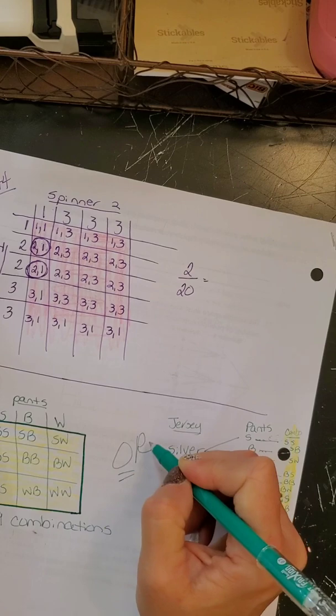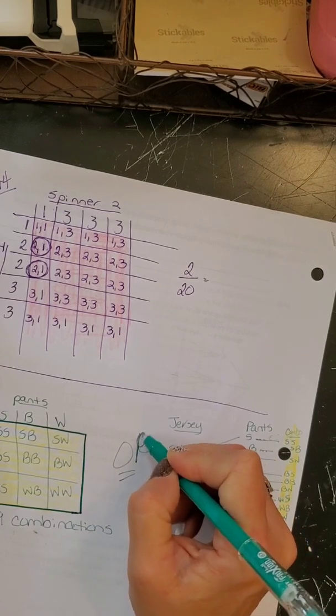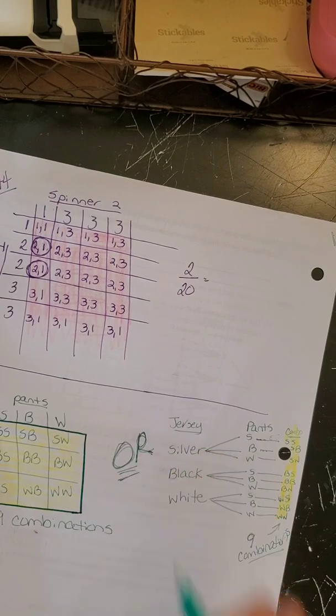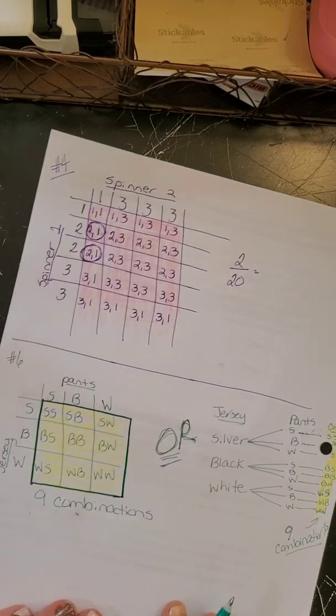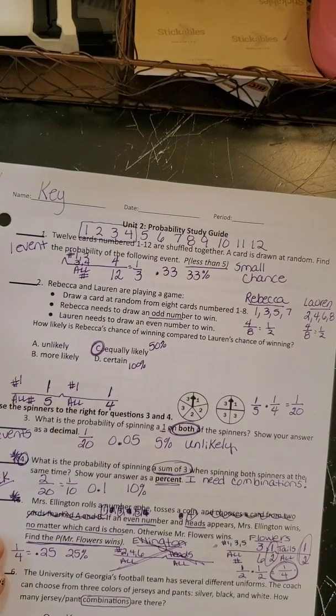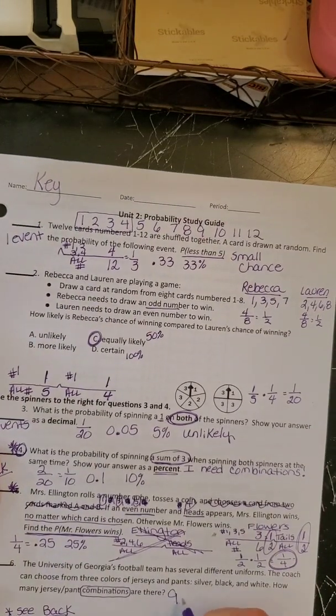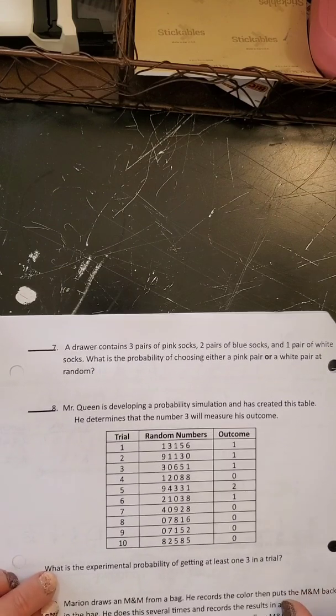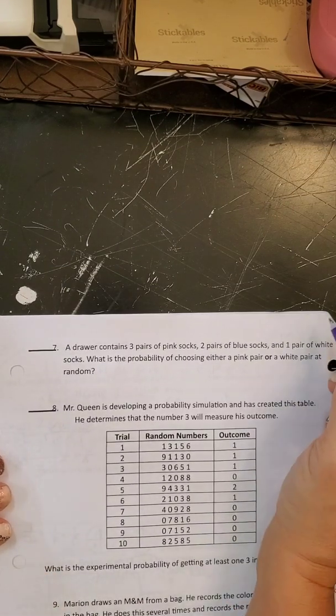This is an or. You do not have to do both. You can choose which method you prefer. Okay? So either one of those would work. But either one of those works, and we found that there are 9 combinations.